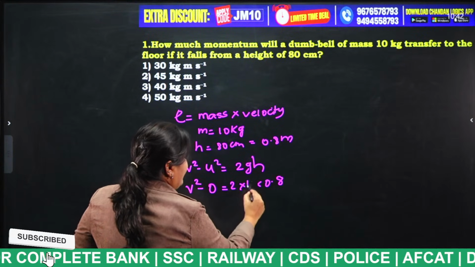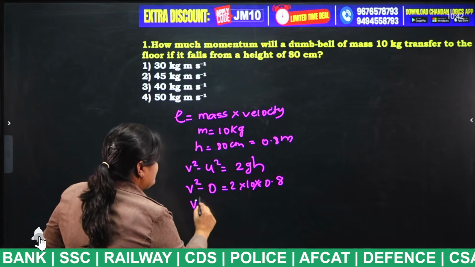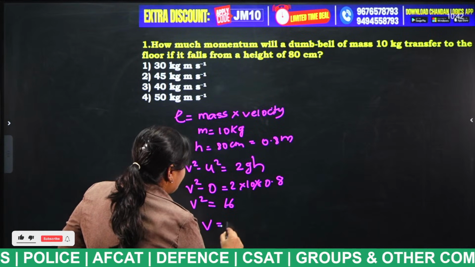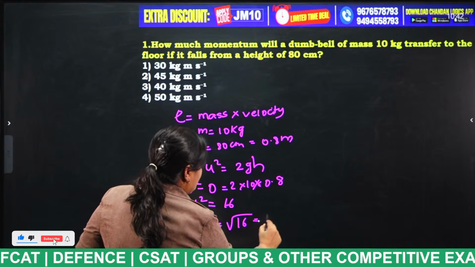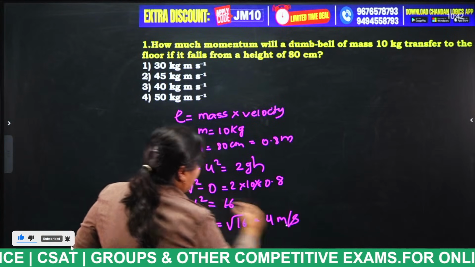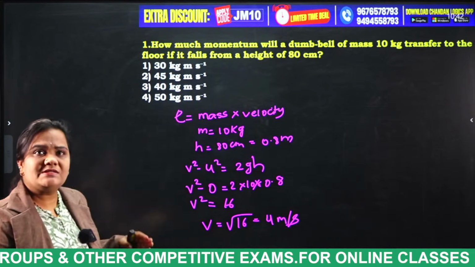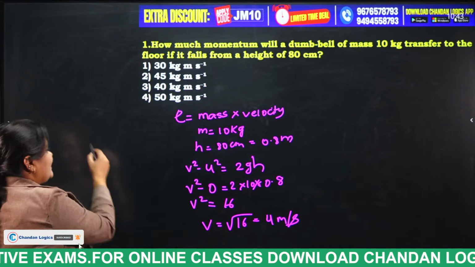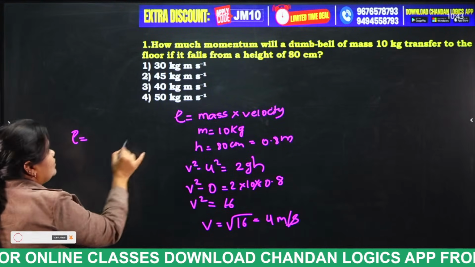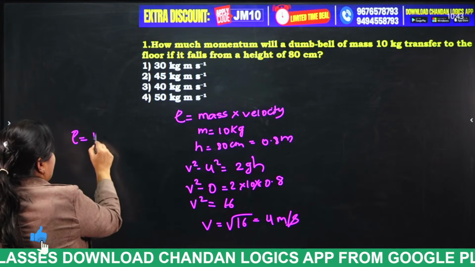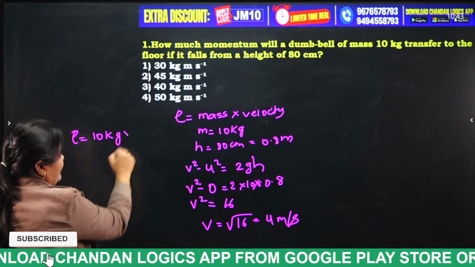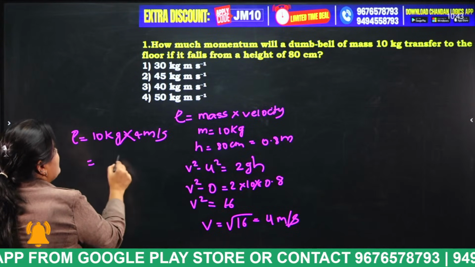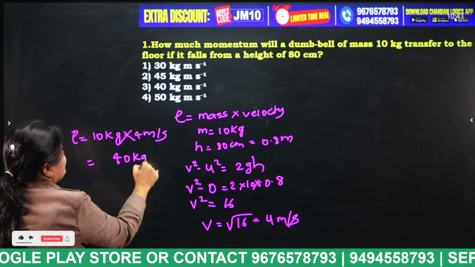2 into 10 into 0.8. So v square is equal to 16. Now what will you get for v, students? v is equal to under root 16, that is equal to 4 meters per second. So we know the value of mass, we know the value of velocity. Now how to find the momentum, students? Momentum is equal to mass, 10 kgs, into velocity, 4 meters per second. Now what will be the answer, students? 40 kg meters per second.